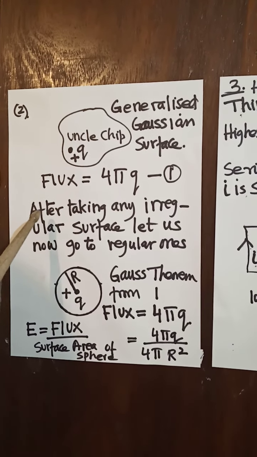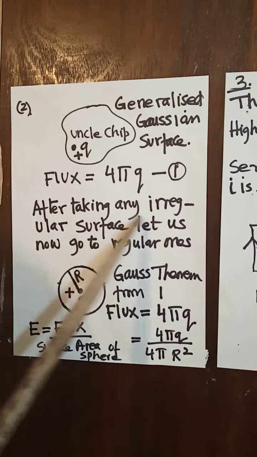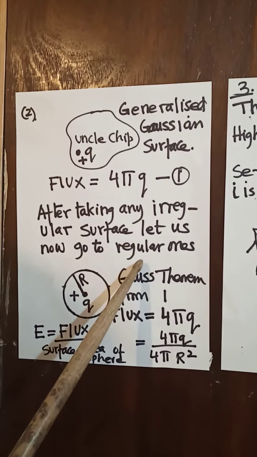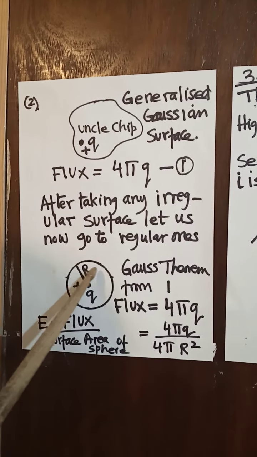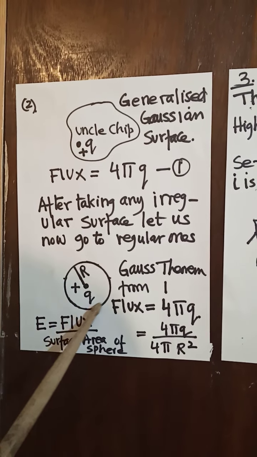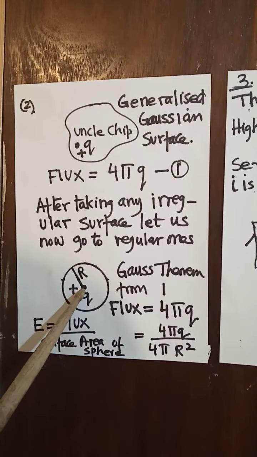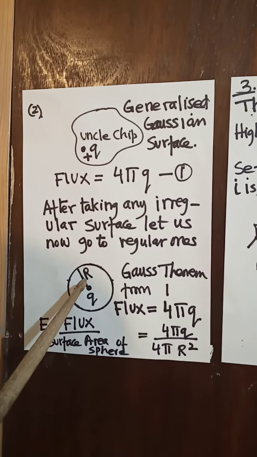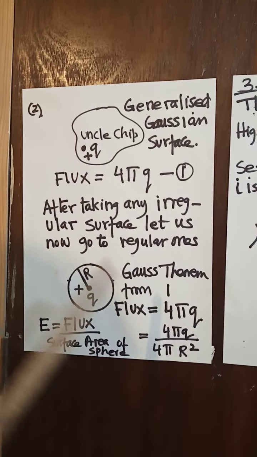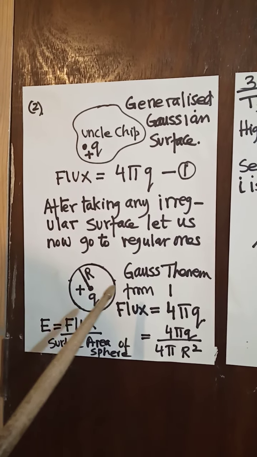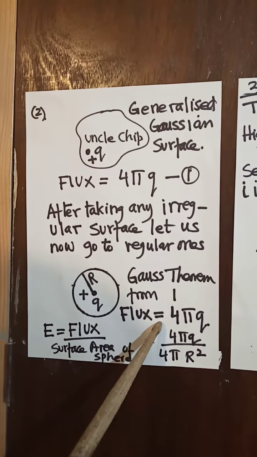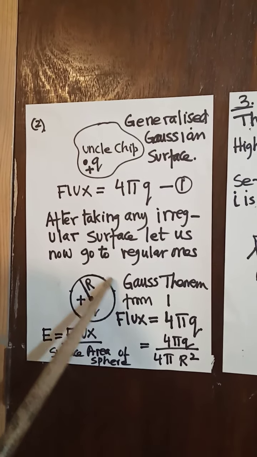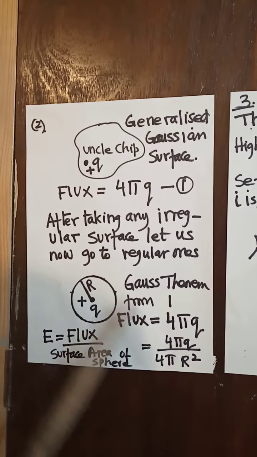There is one very good problem. After taking any irregular surface, let us now go to regular ones. So now we have a sphere. This sphere has got a charge Q at the center. So with Gauss theorem, we will get one very important relation. Flux is 4 pi Q. You know that. We have told you this is a sphere of radius r.